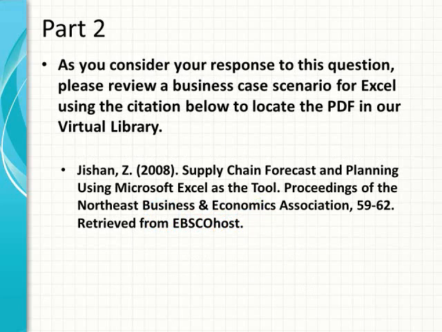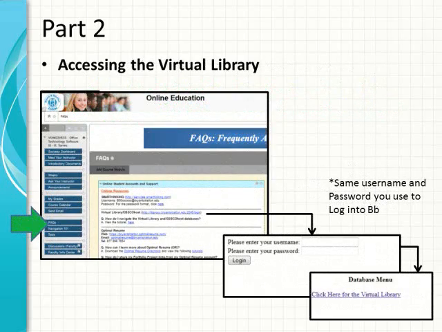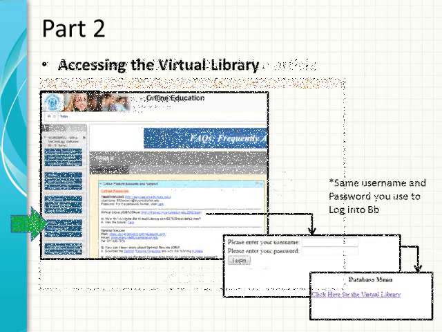Let's take a look at the second part of this week's discussion. It asks you to go to the virtual library and look up this particular reference on supply chain forecast and planning using Microsoft Excel as the tool. So let's access the virtual library right from our classroom. Along the left-hand side you'll see the FAQ button. Select that and it'll bring up a page that'll ask you for your username and password. Now those are the same username and password that you use to log into Blackboard. That'll lead you to a database menu where you'll simply click here for the virtual library.